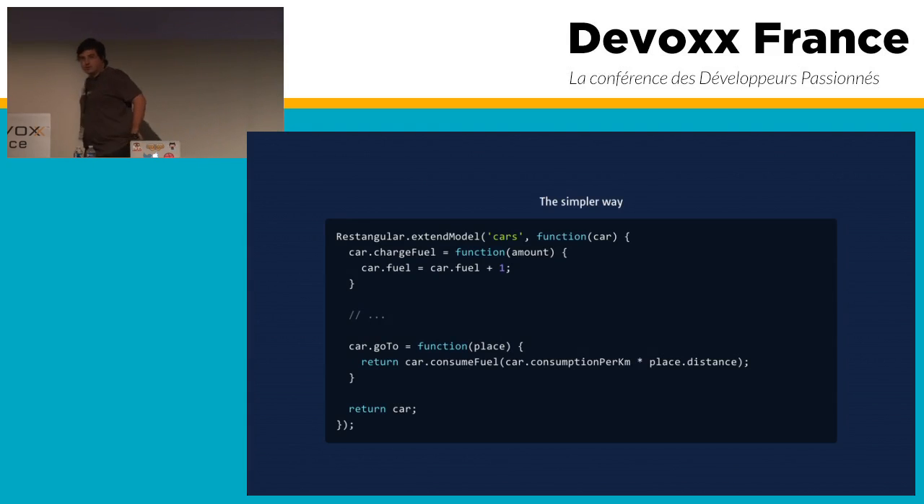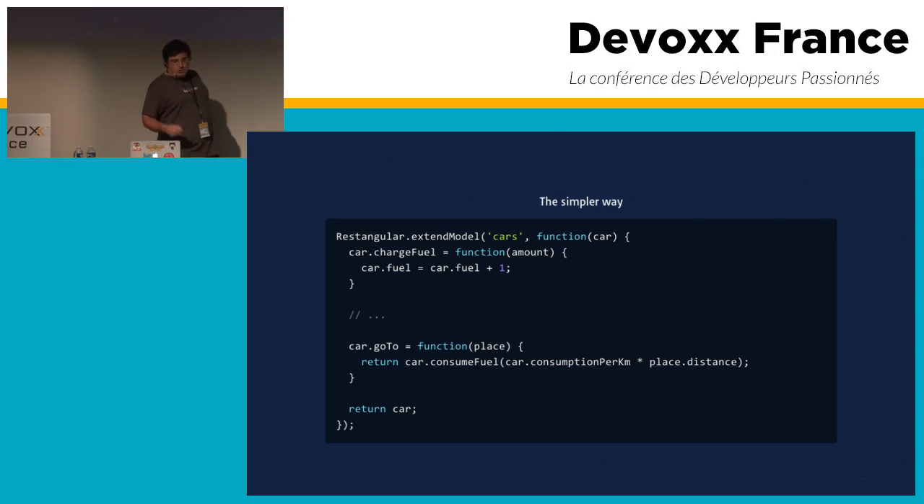Restangular has a hook called extend models. That extend model will actually receive as a first parameter the resource name, and as a second parameter, a callback, which will be called for every object, for every resource that you get from the server. And then to that object, you can just add methods. So for example, in this case, I've added car.chargefuel, and I'm just adding new fuel to that car.